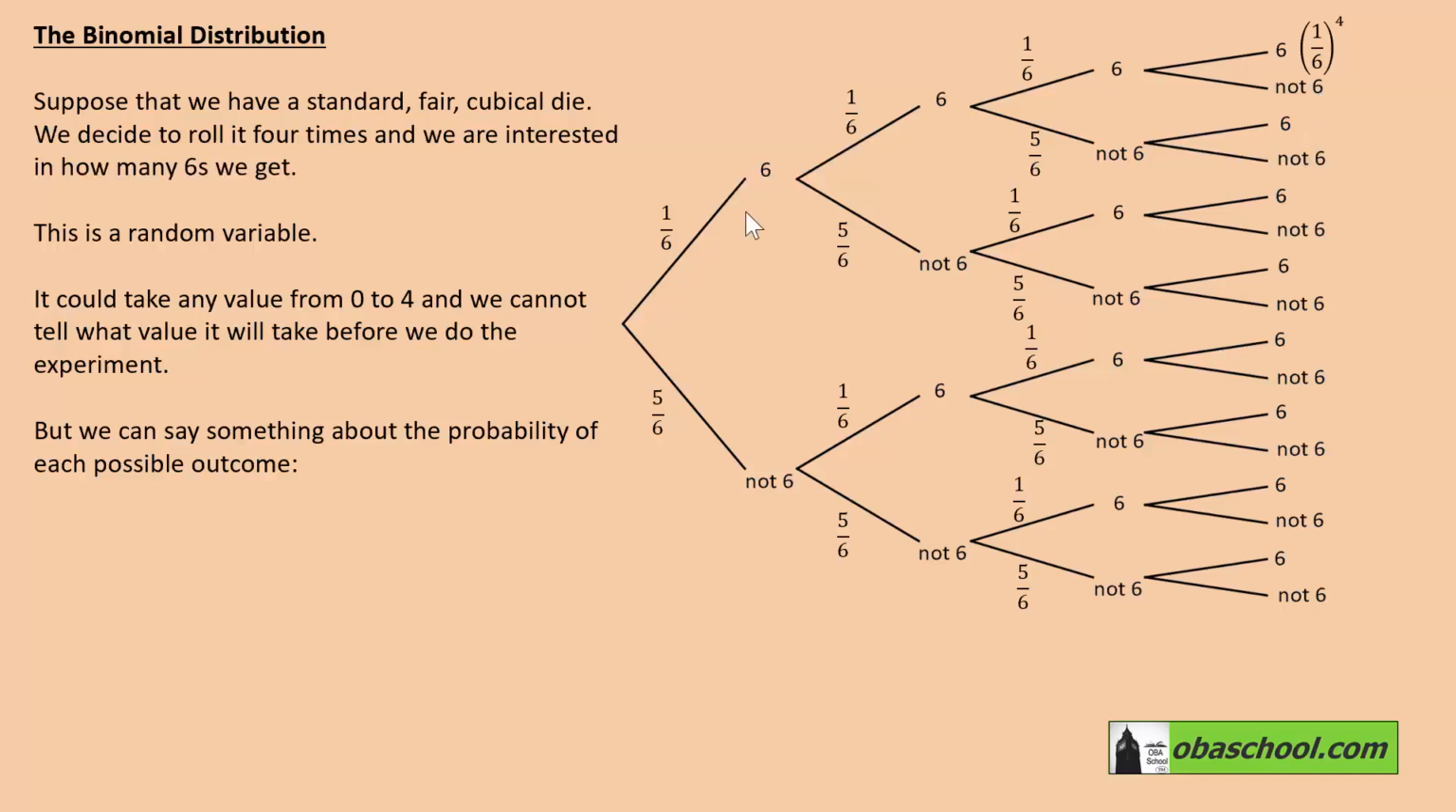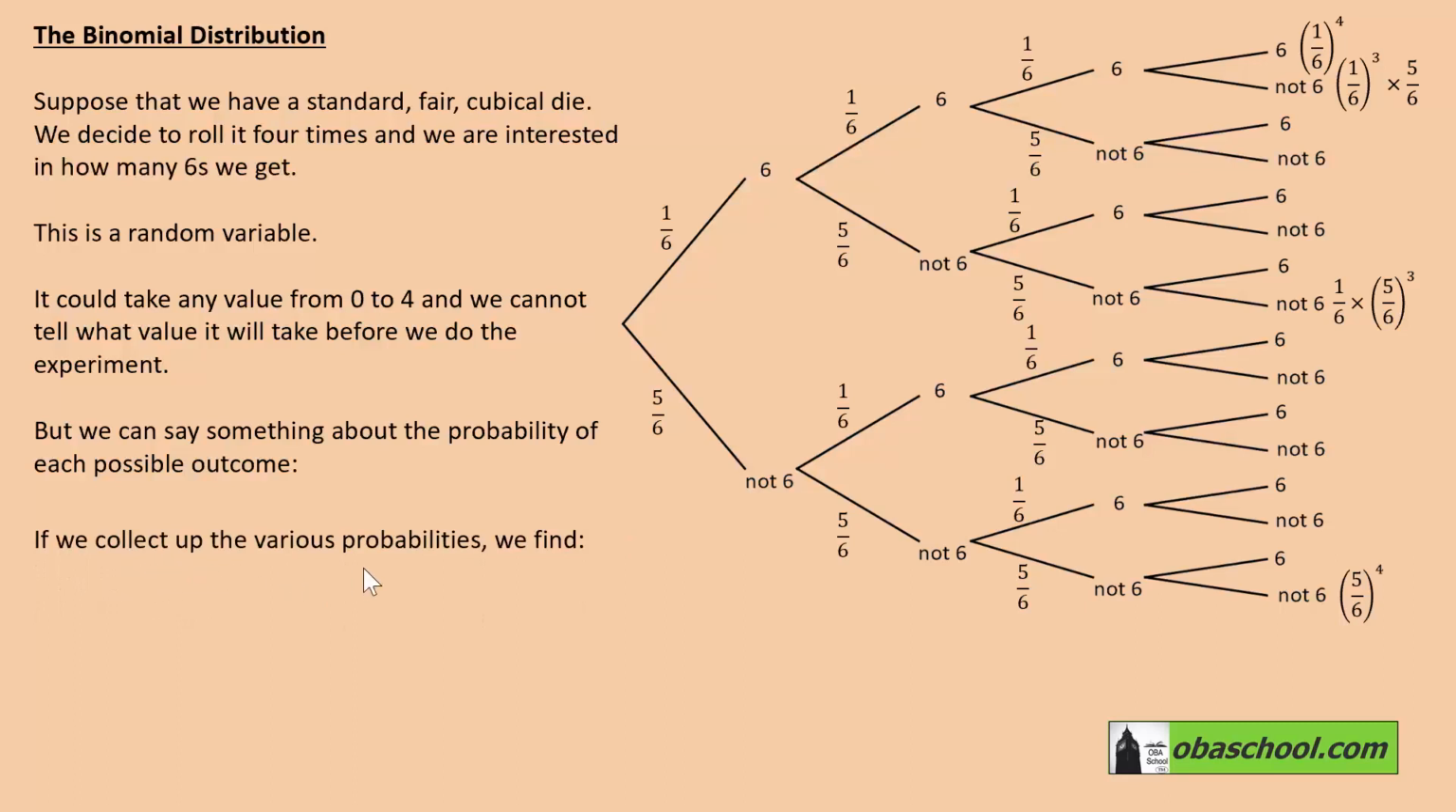To arrive here with 3 6s and a not 6 would be 1/6 cubed times 5/6. To get all not 6s would be 5/6 to the power 4. And for example here, where we'd get 3 not 6s, would be 1/6 times 5/6 to the power 3. I'm not going to complete all of them. You can see what's going to happen.